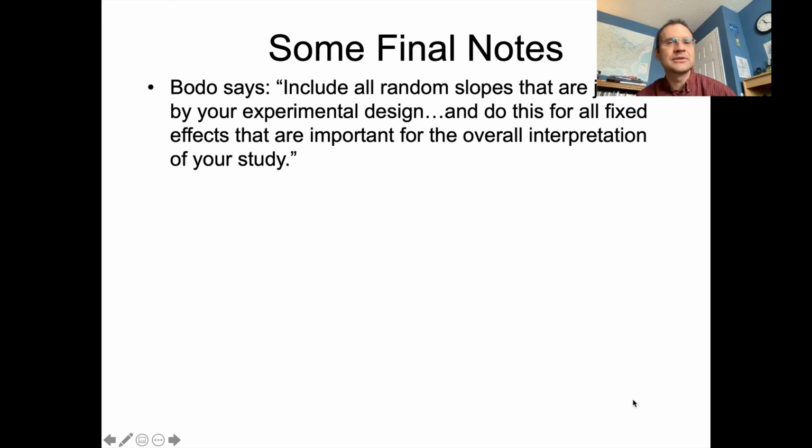So he says, include all random slopes that are justified by your experimental design, and do this for all fixed effects that are important for the overall interpretation of your study. So in this case, our basic question would be, does stop place of articulation have an effect on VOT? That's part of the primary research question, even though it's not super exciting, but because of that, we want to include those random slopes for stop place of articulation into the model, so we know if it's having this effect by individual speakers, we need to separate that individual speaker effect out from the fixed effect that applies across the board.